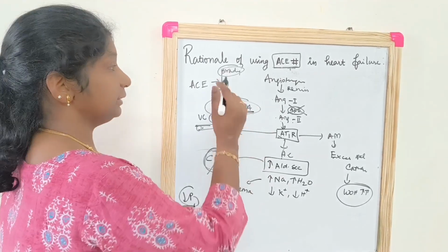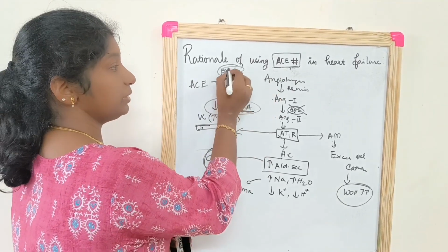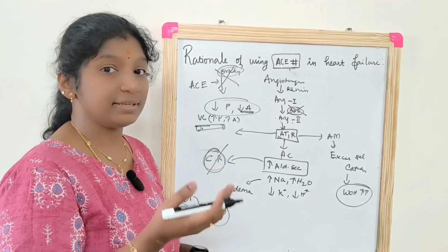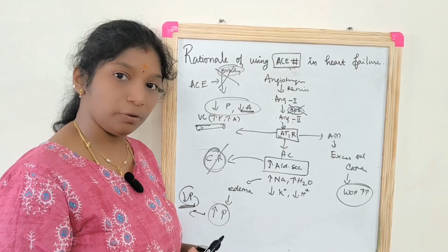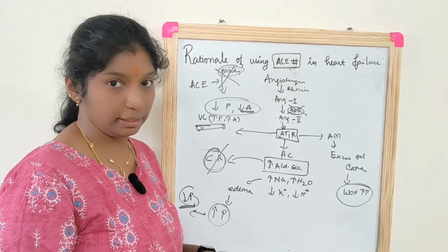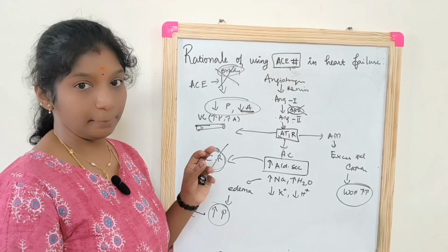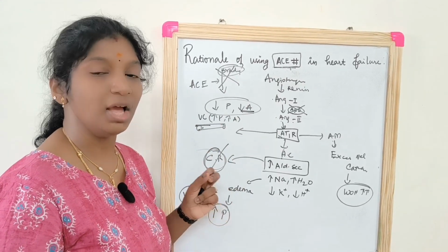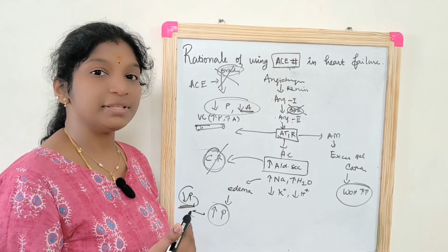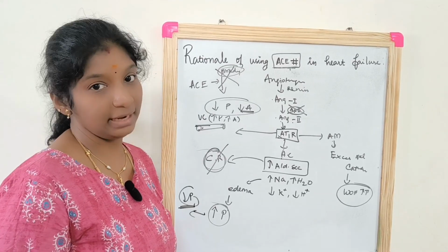Apart from this, ACE inhibitors also prevent the metabolism of bradykinin. As a result, levels of bradykinin will increase, so vasodilatation will happen. Afterload is decreased, again which is beneficial for a failing heart. All these things are happening when we give ACE inhibitors. So these are some of the important rationale why we are using angiotensin converting enzyme inhibitors in heart failure.